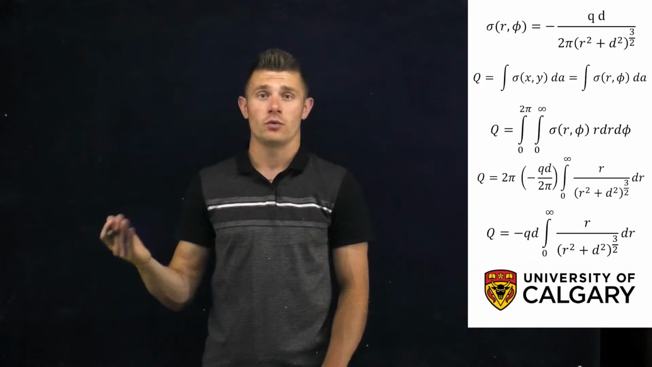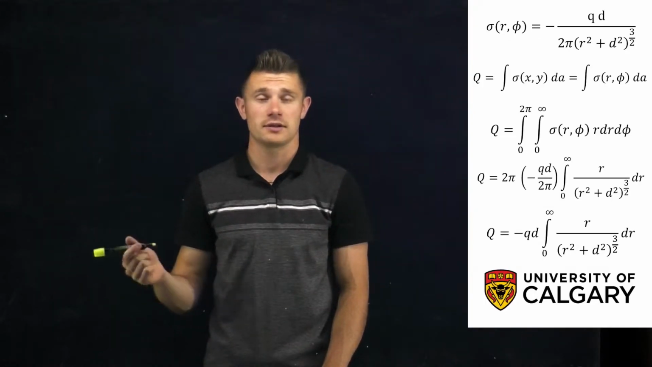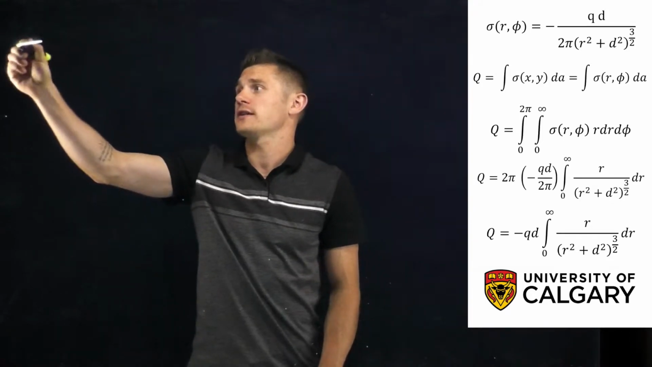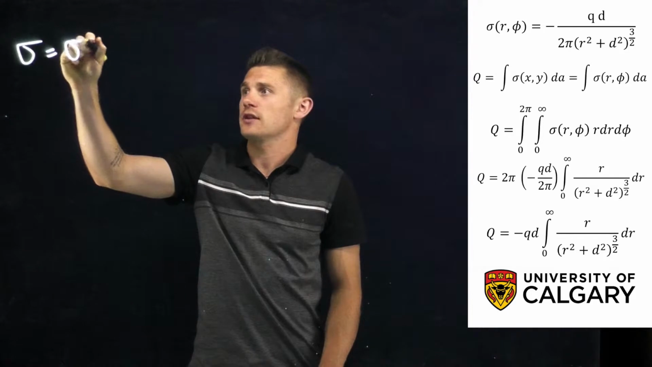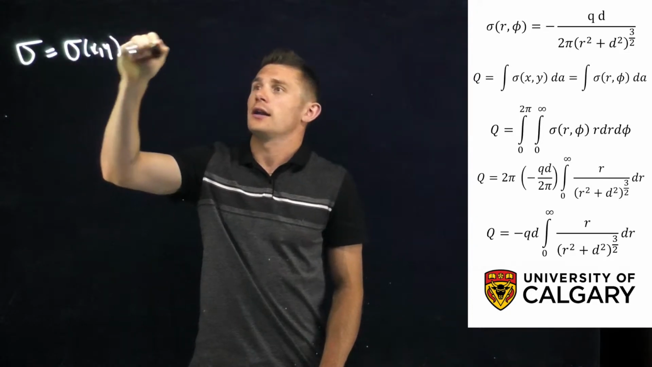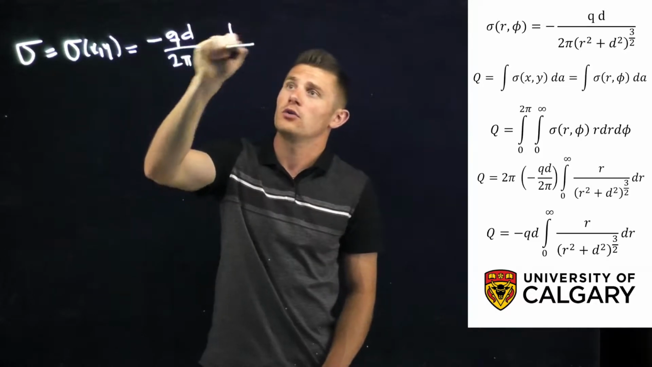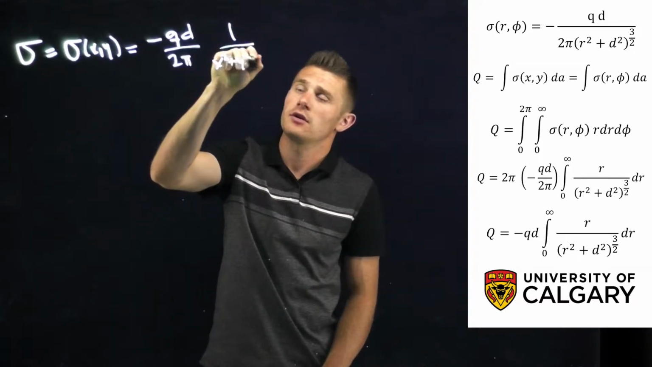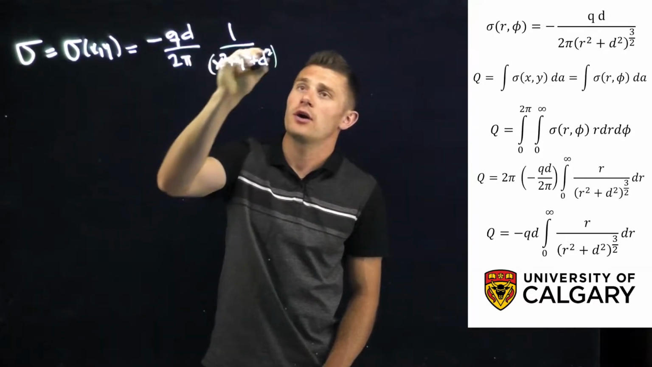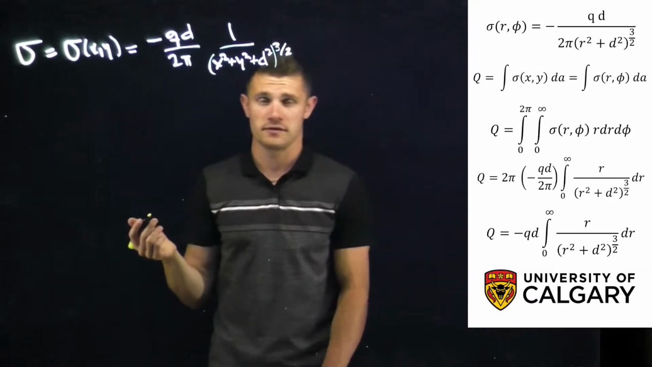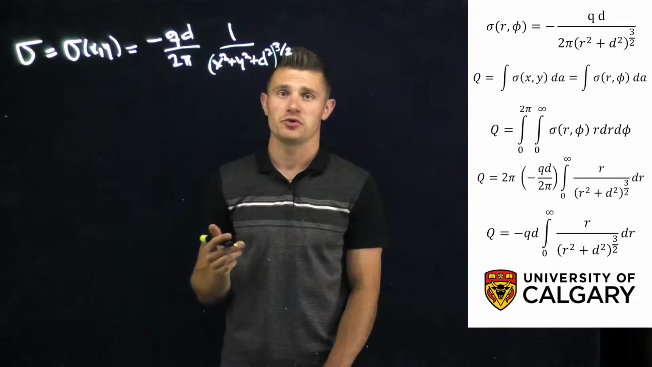So now that we have found out what the charge distribution is on this infinite conducting plane, we can write that down as sigma, and it depends on x and y. It's equal to minus qd over 2 pi, 1 over x squared plus y squared plus d squared to the power of 3/2. Now this was the initial goal of this video, to calculate this charge distribution.